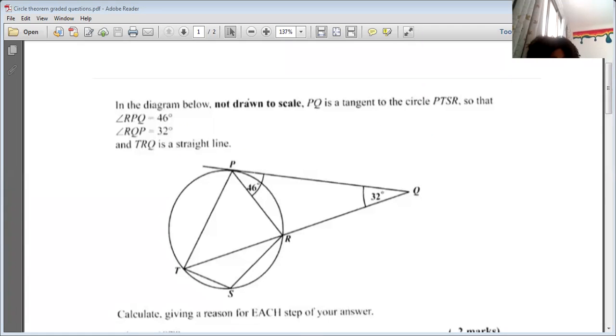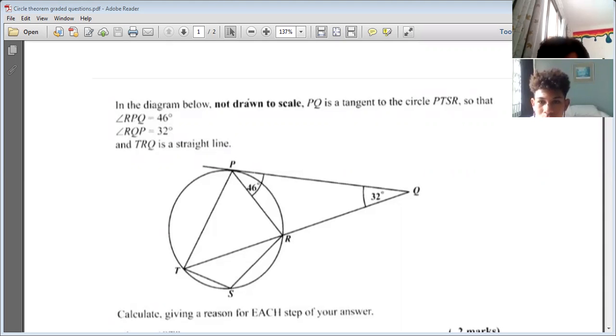Excellent. Now, we have there angle RPQ. Where's the angle RPQ located? RPQ is angle 46. Where is RQP located? Angle 32. And that is located at angle P and angle Q, right? So we use the middle letter to determine where the angle is located, correct? All right. Now, let's look at the first question.